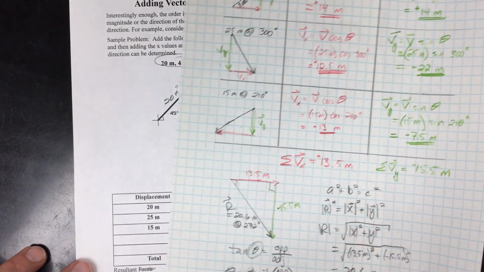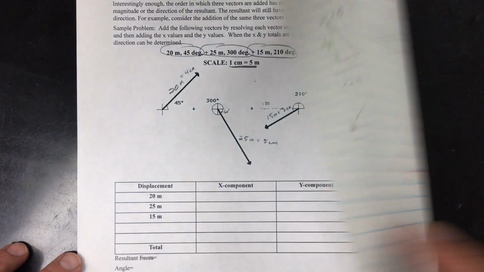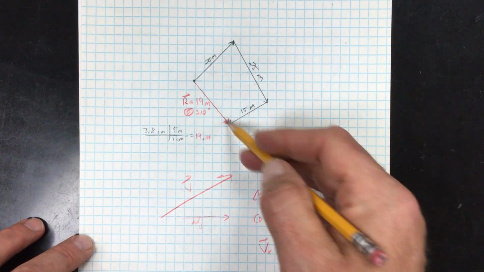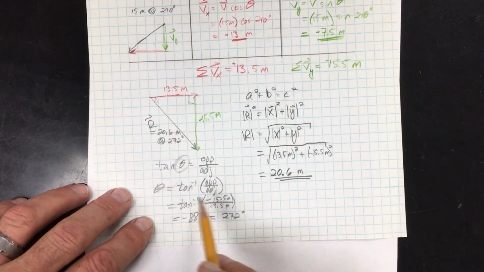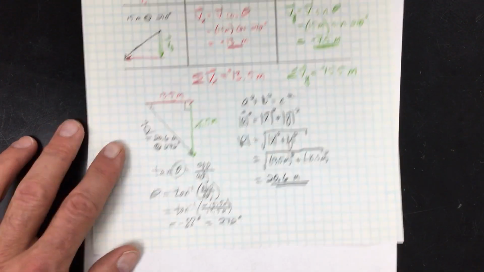All right, why do we like the component method? Because that vector method went a lot faster. However, because of the inaccuracies in measuring and drawing to scale, that's what I end up with. Here, I get a much better result.